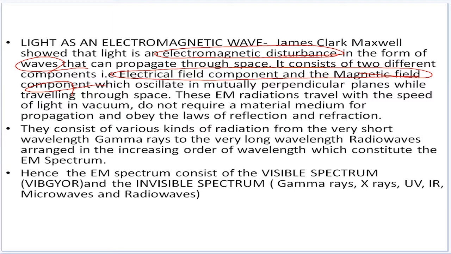Well, the electromagnetic spectrum is divided into two types. First one, we have the visible spectrum, that is called as the Wave-gear. We have the visible spectrum here, the Wave-gear, and the invisible spectrum consists of the gamma rays, X-rays, UV or the ultraviolet rays, infrared, microwaves and radio waves.